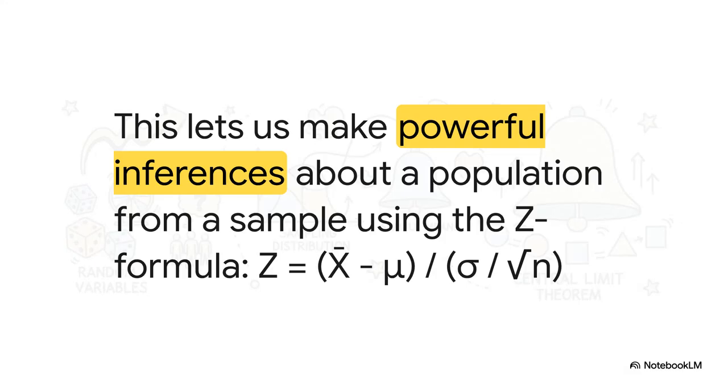And why is that so incredibly powerful? Because we know everything about the normal distribution. The CLT lets us take our sample mean, that's x bar, and compare it to the true population mean, that's mu, using this z formula. It basically just tells us how many standard errors away our sample result is, which then lets us figure out how likely or unlikely our result is. This is the engine that drives almost all of modern statistics.